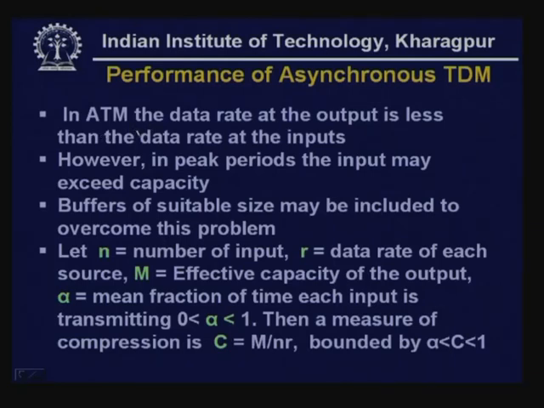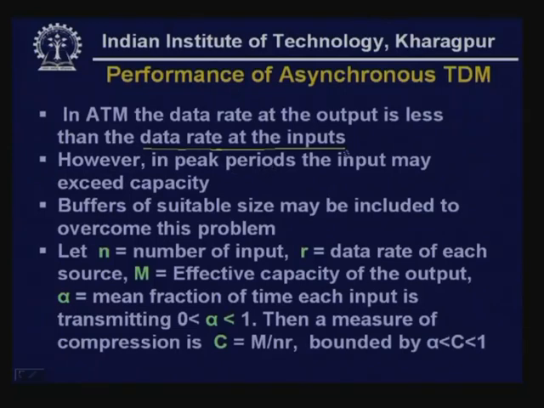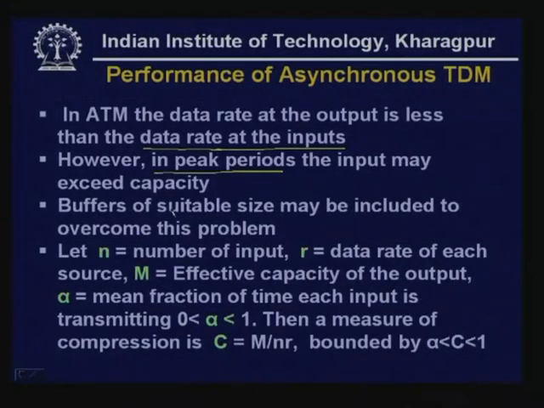In asynchronous time division multiplexing, the data rate at the output is less than the data rate at the inputs. We have seen that the sum of the data rates at the inputs is higher than the data rate at the output. How? Because the inputs are not always sending data. However, in peak periods the input may exceed the capacity. Because the output bandwidth is smaller than the sum total of the input bandwidth, in peak periods there will be some kind of overflow. How can we overcome this? To overcome this, we can use buffers of suitable size to store the data, which can then be sent, selected at later time slots.